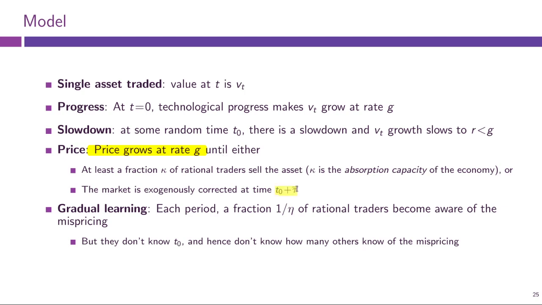So if time tau bar passes ever since the slowdown occurred, so at time tau bar after the beginning of the slowdown, the price is just exogenously adjusted. It is exogenously brought down to the new v_t, and that's it. But it can also collapse endogenously. So in this model, we will have both rational traders and behavioral traders. And I will talk a little more about them in the next slide. But if a fraction kappa of rational traders decide to sell the asset, then we say that the price adjustment is also triggered. So this is the other event that can trigger the price adjustment, if enough of these rational, sophisticated traders decide to sell.